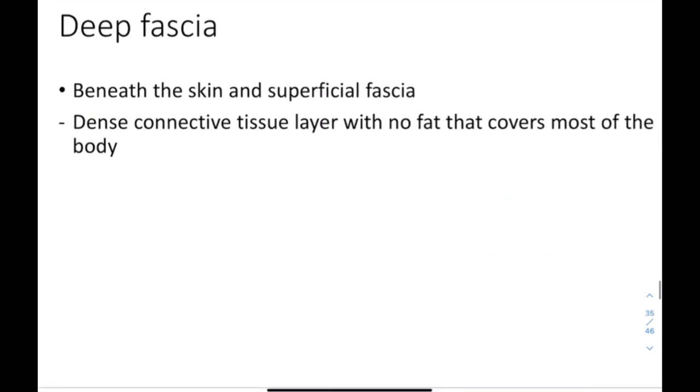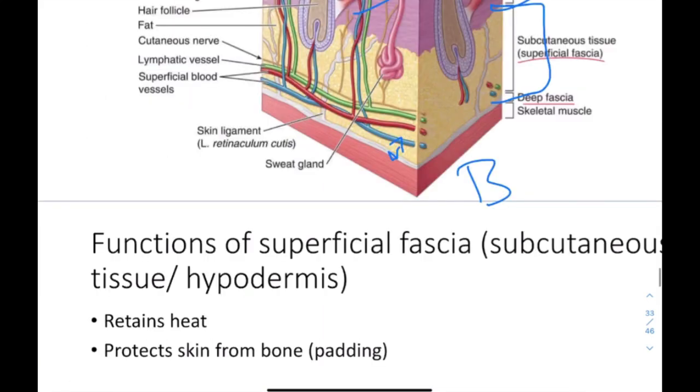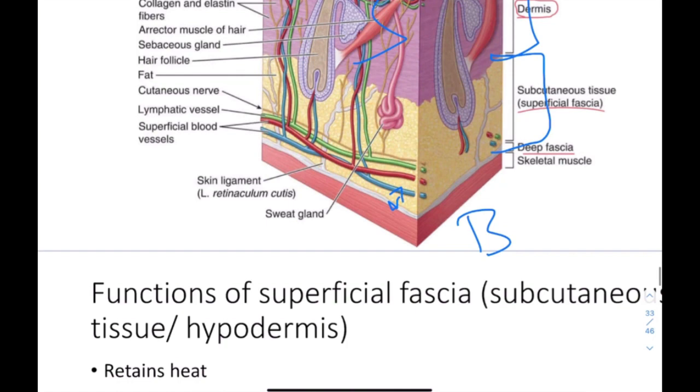So the deep fascia is right beneath the skin and the superficial fascia. It's underneath the superficial fascia or the hypodermis or the subcutaneous tissue. And it's a dense connective tissue layer with no fat that covers most of the body. Like I said before, right here is the deep fascia, made up of dense connective tissue, and underneath it is the muscle and then the bone.